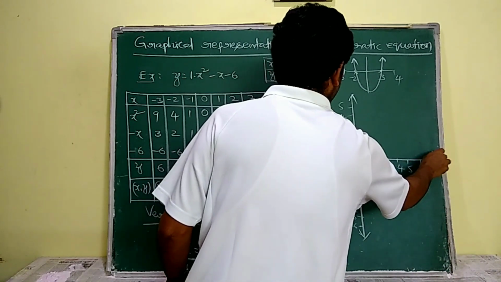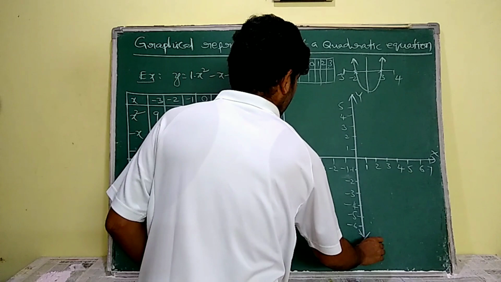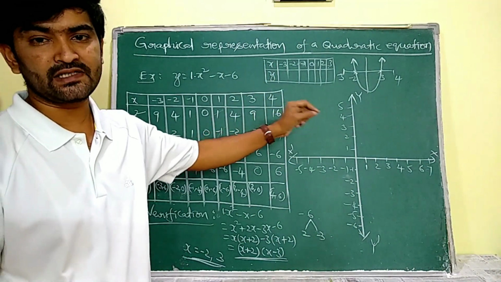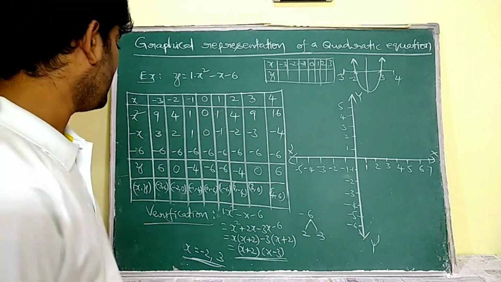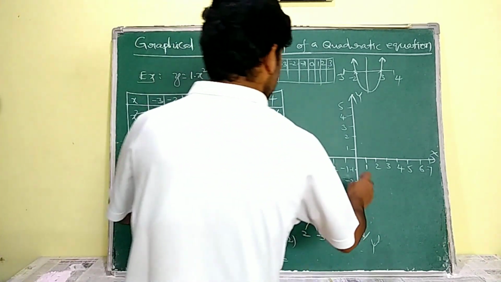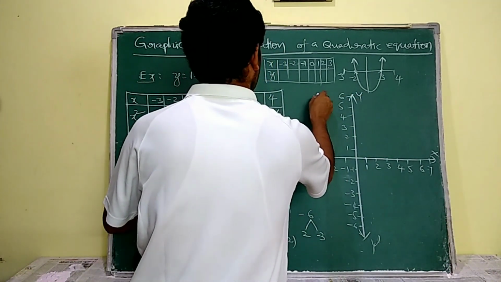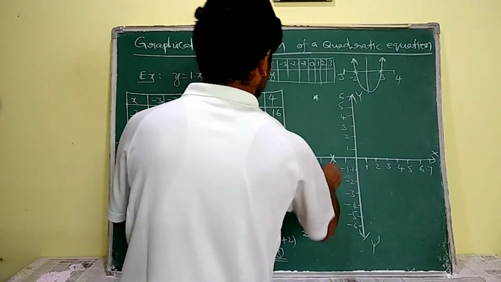Here you have to write the x and y axes clearly. Then you have to write the scale. Write the scale as: on the x axis 1 centimeter is equal to 1 unit, on the y axis 1 centimeter is equal to 1 unit. Now plot minus 3 comma 6. Minus 3 comma 6 means here you are going to get it. Next minus 2 comma 0, this one.